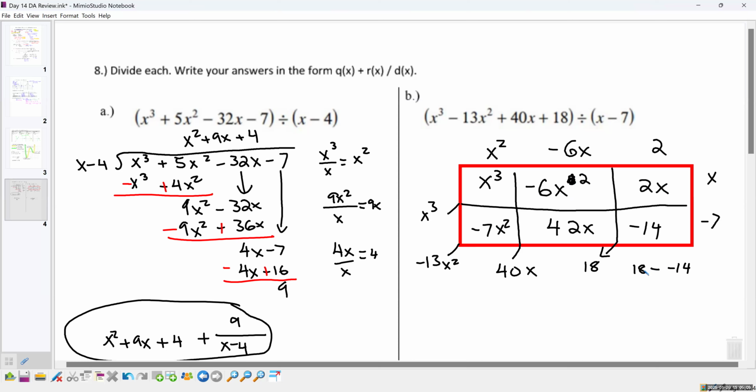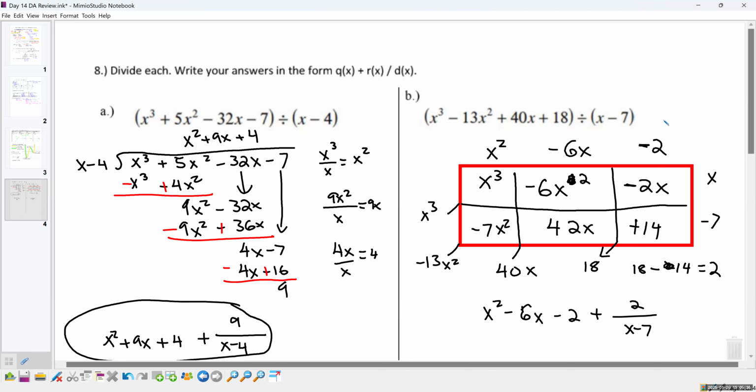I feel like I messed something up here. It's kind of big. Let me double check. Okay. Oh, I found it. This should have been a minus 2. So this could become plus, and then it's just 2. So now we've got x squared minus 6x minus 2 with a remainder of 2 over x minus 7.